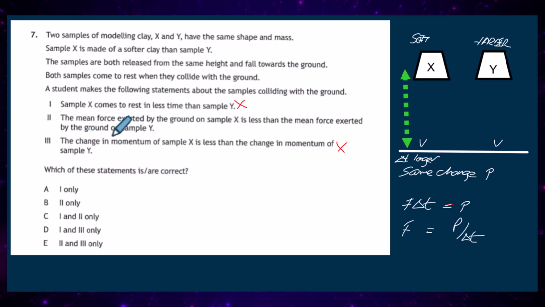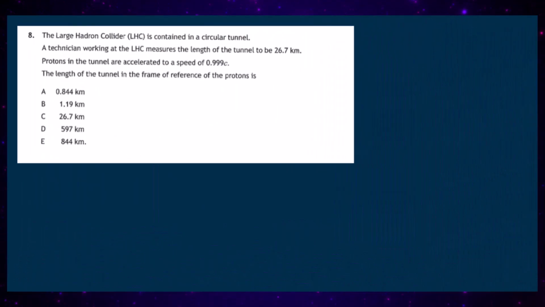So the mean force exerted by the ground on sample x is less than the mean force exerted on sample y, and that's true because if sample x takes a longer time, then we have a bigger number in the bottom, the same change of momentum, and therefore the force is going to be smaller. So that's going to be true for that one there. We've only got one answer, and that's going to be 2, and it looks like the answer is going to be B. Question 8.